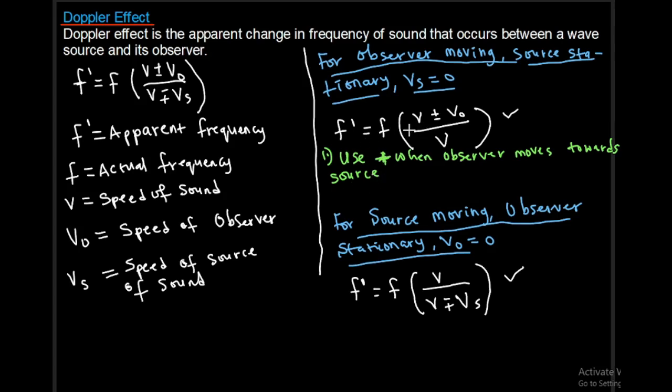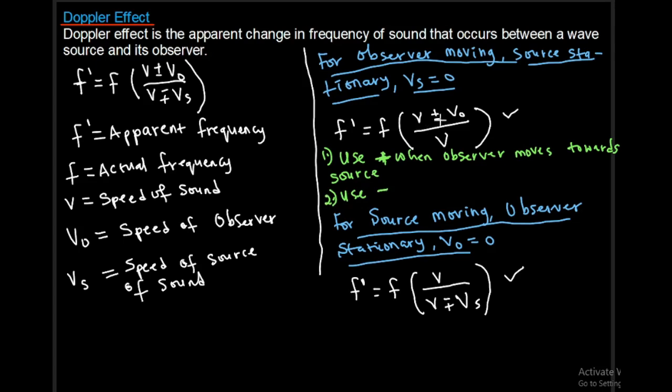So our equation now, if the observer is moving towards the source, is going to be f prime equals f times (v plus vo) all over v, no minus, because the observer is moving towards the source.